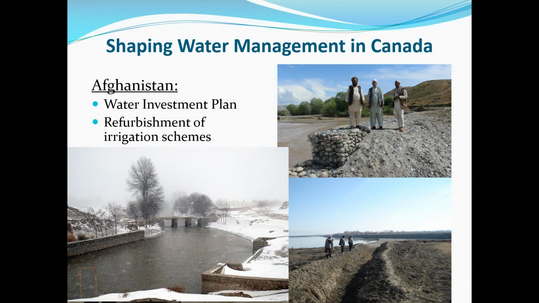There were some successes. You can see the photos in the early phases of refurbishing the irrigation scheme. The top right-hand photo is some of the gabions that were being put in place to stabilize banks and canals. The start of work on one of the irrigation secondary canals for irrigation purposes. And the photo on the bottom left is basically an entrance to one of the main canals after refurbishment, and after a light dusting of snow in the area.